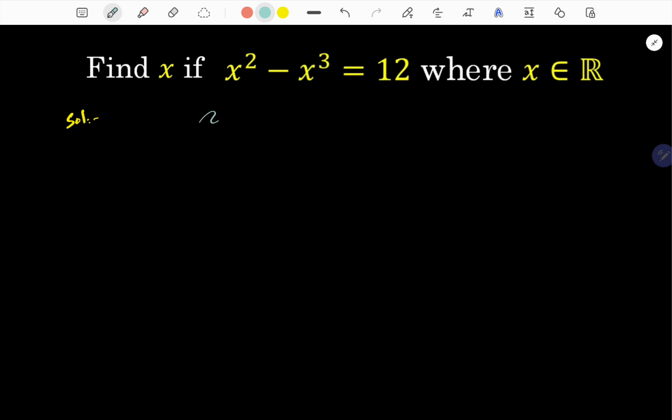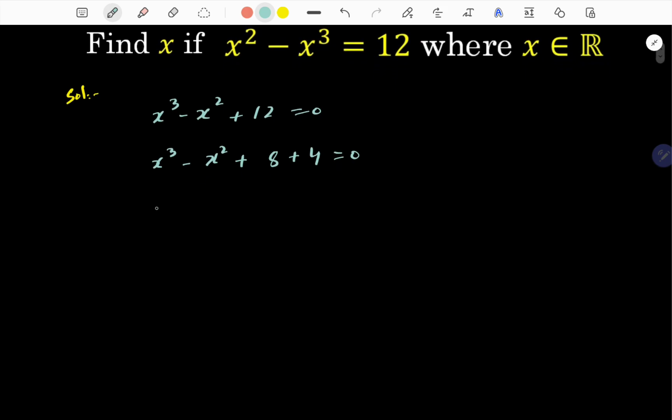We can write it as x cube minus x square plus 12 is equal to 0. So taking all terms towards one side, we have written this. We can write it as x cube minus x square plus 8 plus 4 is equal to 0.